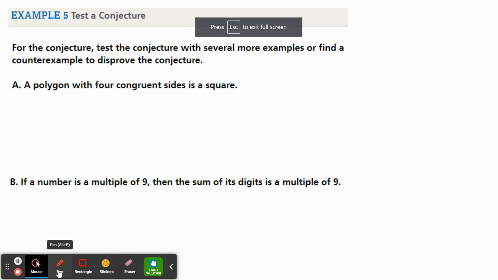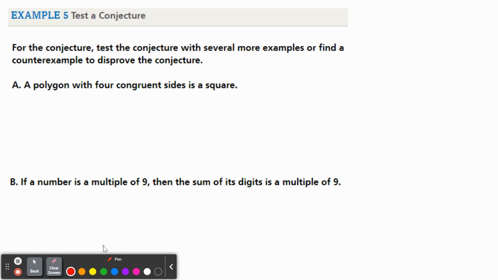All right. Last one here. So test a conjecture. For the conjecture, test it with several more examples or find a counterexample to disprove it. The first one: a polygon with 4 congruent sides is a square. Obviously, you should know this is a square. It has 4 congruent sides, but it also has 4 right angles. So this works.